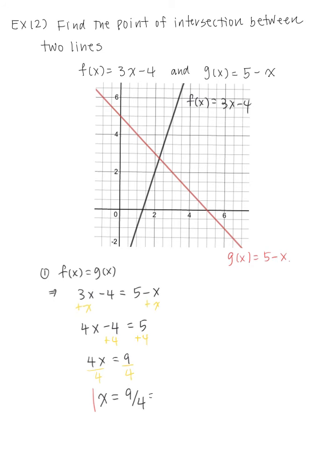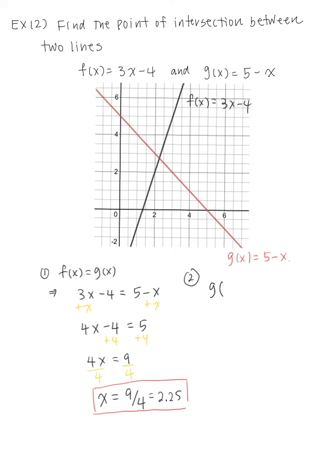Which is, what is that, 2.25? I believe so. All right, so now let's compute the corresponding y value. I think I call that one step 2, right? It does not matter which function you take. Pick the cute one. To me, 5 minus x looks way cuter than 3x minus 4. So I'm going to plug 9 over 4 in place of x for g of x to compute the corresponding y value. So let's go.